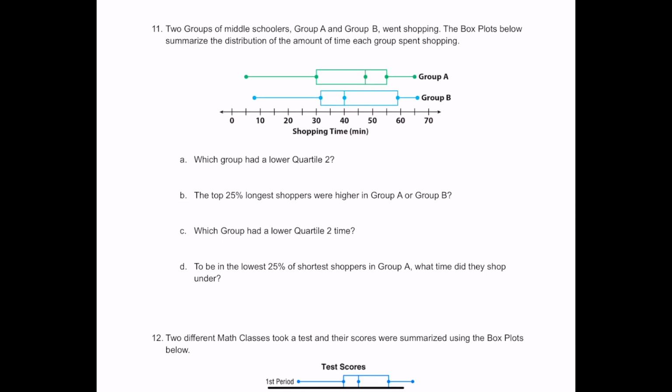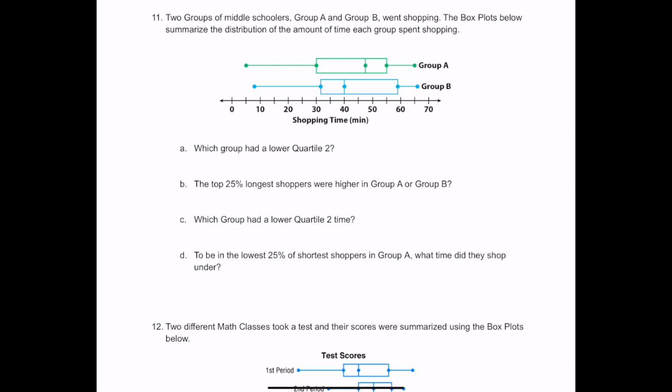Okay, check out number 11. Two groups of middle schoolers, group A and B, went shopping. The box plots summarize the distribution of the amount of time each group spent shopping. And we have to answer some questions. Part A says which group had a lower quartile 2? Okay, so for the lower quartile 2, we need to look here. Here's quartile 2. That looks like it's about 48 or so, just kind of estimating. And quartile 2 over here looks like it's about 40, right? So half the people spent more than that amount of time shopping. So which one had a lower quartile 2? This is going to be group B.